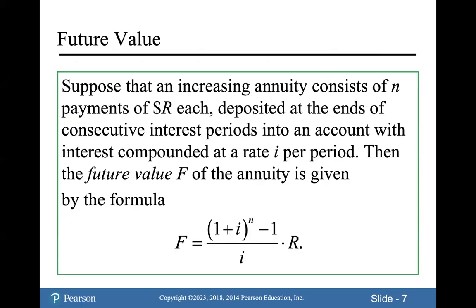All right, so here comes the formula that we'll use to calculate this. Suppose that an increasing annuity consists of n payments of R dollars each, deposited at the ends of consecutive interest periods into an account with interest compounded at a rate I per period. Then the future value F of the annuity is given by this formula. F equals ((1 plus I) to the n minus 1) divided by I, times R.